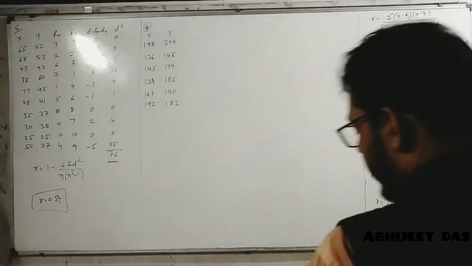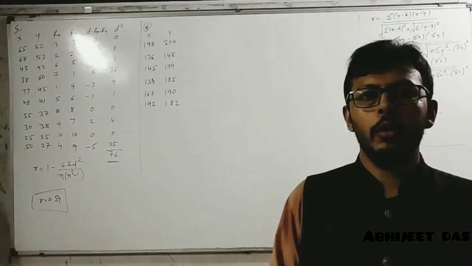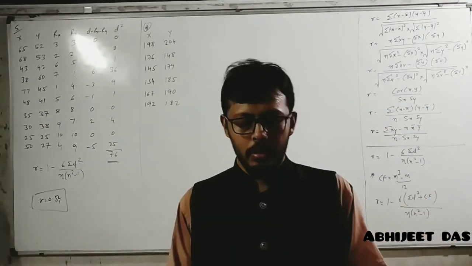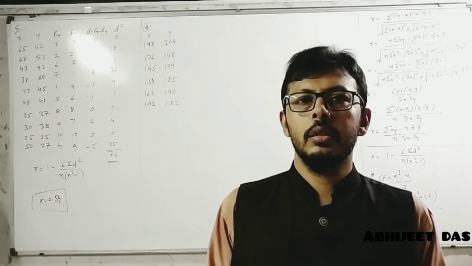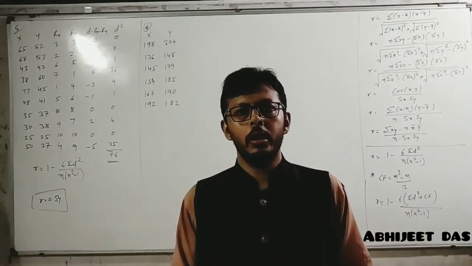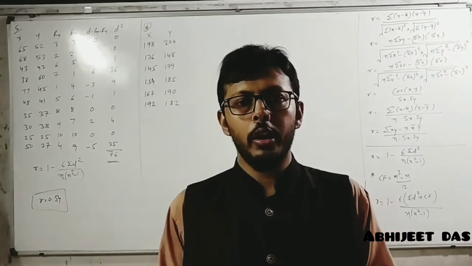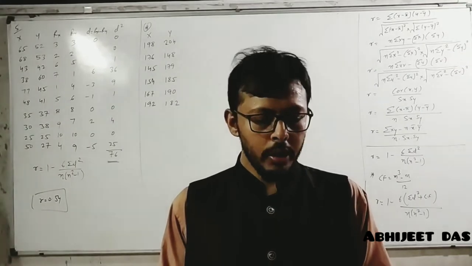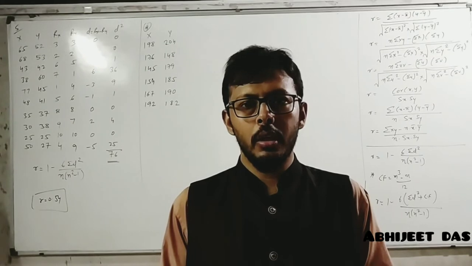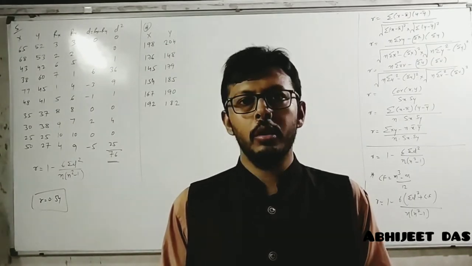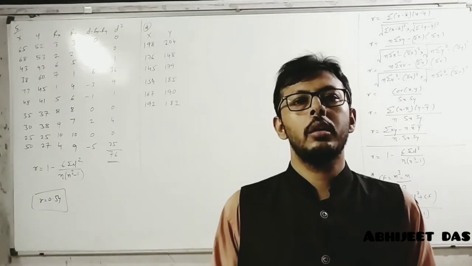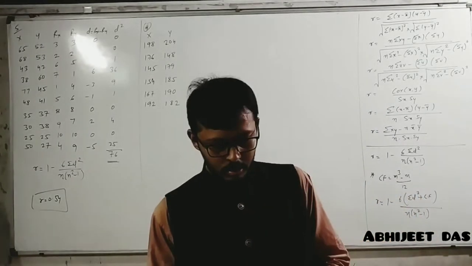Okay, hope so you have solved the sum. Now write the sum for the homework. Find coefficient of rank correlation. X: 35, 40, 42, 43, 40, 53, 54, 49, 41, 55.